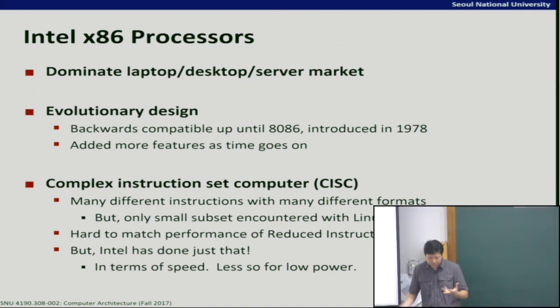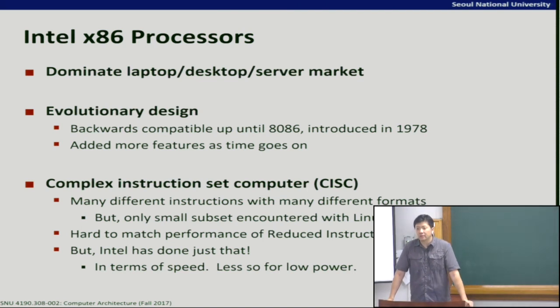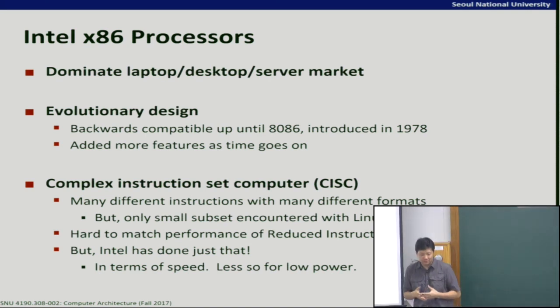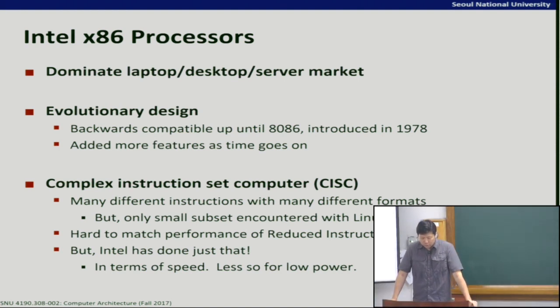So we're going to go over a brief history of the Intel x86 processor. This processor actually dominates the server, desktop, and laptop market. Okay. Do you know what's the dominant player in mobile, like smartphones and tablets? Like ARM, right? So ARM architecture is the main dominating player for mobile and the embedded domain.